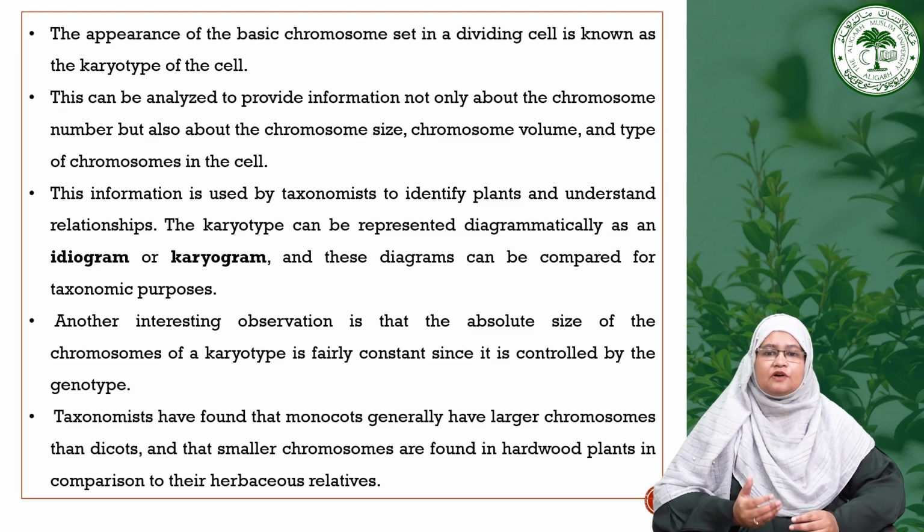Another interesting observation is that the absolute size of the chromosomes of a karyotype is fairly constant since it is controlled by its genotype. So taxonomists have found that monocots generally have larger chromosomes than dicots, and that smaller chromosomes are found in woody plants in comparison to their herbaceous relatives.